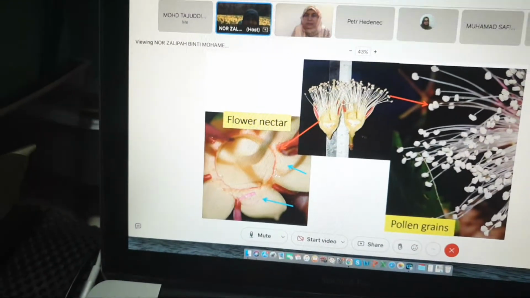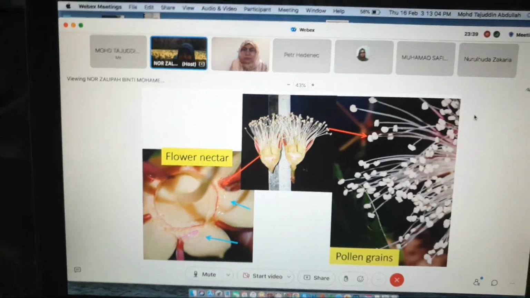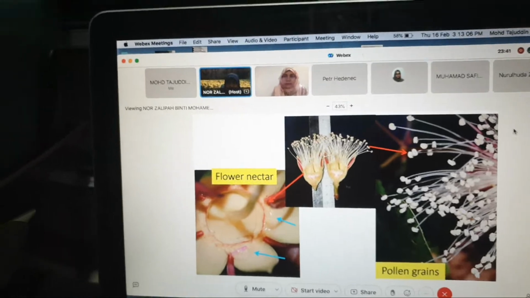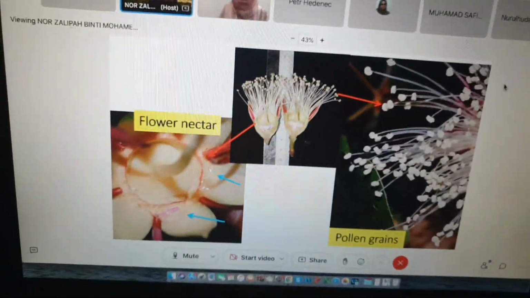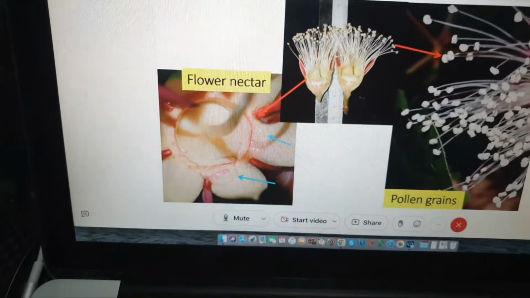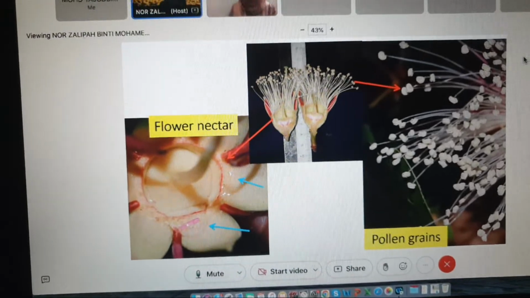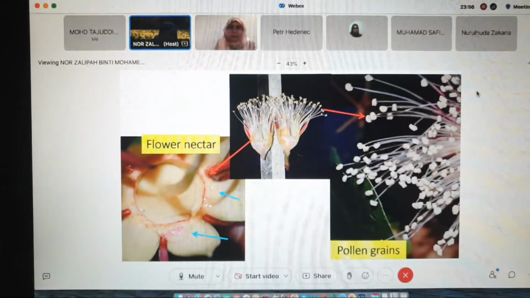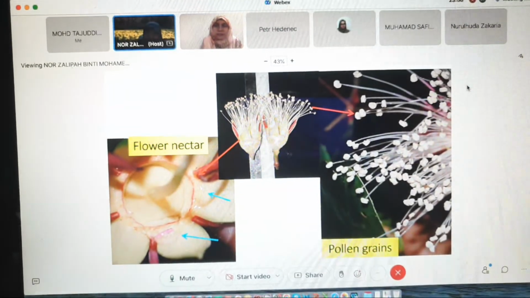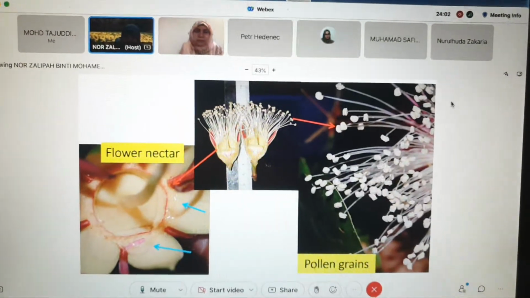Some flowers produce high amounts of pollen grains to compensate for their lack of nectar produced by the flower. As we know that production of nectar requires lots of energy. So some flowers instead produce only pollen grains, and they don't really use insects as their main pollen vector or pollinating agent.